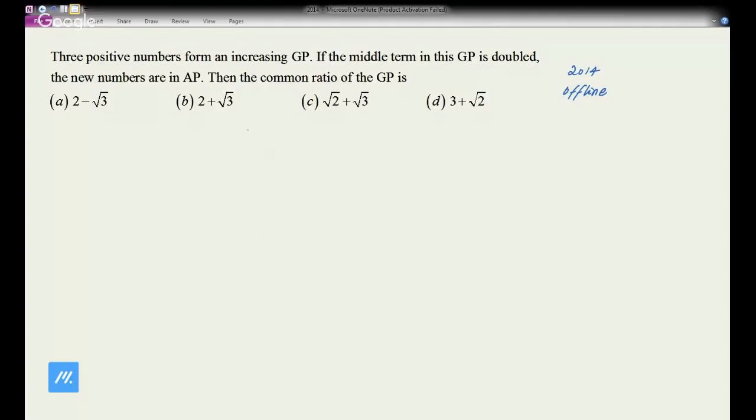Don't worry. Three positive numbers form an increasing GP. Okay, if the middle number in the GP is doubled, so A, B, and C are in GP. If this is doubled to 2B, the new numbers are in AP. So this becomes AP. So AP का मतलब क्या हो गया? 4B is equal to A plus C. And this is again a very generic problem that changes in GP can lead to AP, and this question can be vice versa. So ये आ गया. रेशो बताओ भाई, कॉमन रेशो.